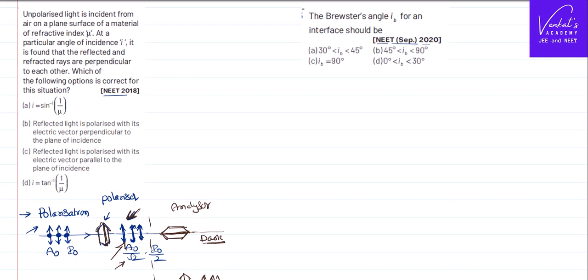But here the problem is slightly different. Here the problem is: unpolarized light is incident from air on a plane surface of material of refractive index mu. At a particular angle of incidence I, it is found that reflected and refracted light rays are perpendicular to each other. Which of the following options are correct? So this is polarization by reflection of light. How does that happen? Let me try to explain it to you.